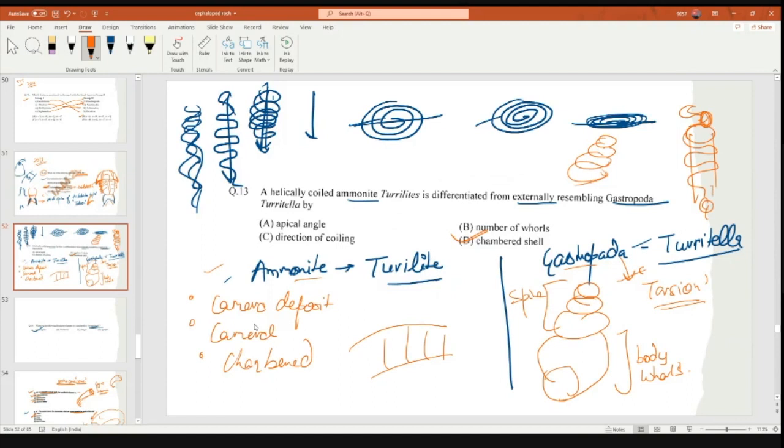And is there any difference between the symmetry in ammonoids and gastropods? Gastropods, ma'am, are asymmetrical in nature. Yes, because here the aperture, the peristome, is pointing quite away. If you cut from the axis, this will be quite on the outer side. Okay, so this will be asymmetrical. But in the case of ammonoids, it will be bilateral symmetry.